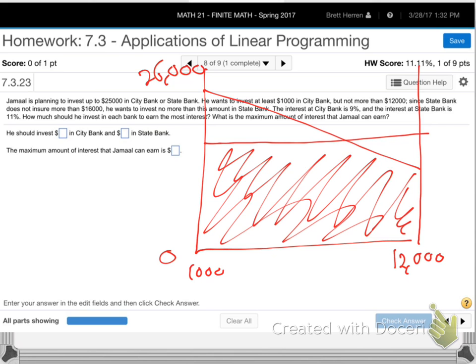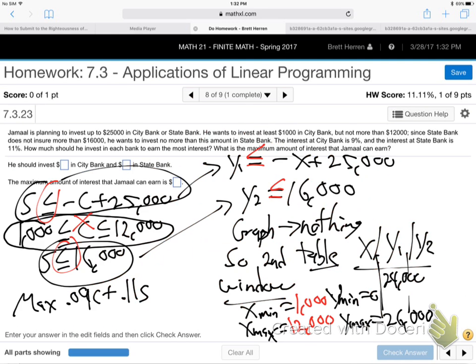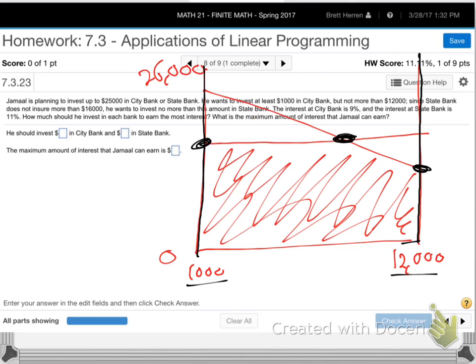Okay? So what are the corners of that shaded region? Here, here, and here. Those are the three corners. Because this is a wall. This is one of the walls at X equals 12,000, and this is a wall at X equals 1,000. Everybody see why that is? Because of this requirement right here about X. It's between 1,000 and 12,000. This is C down here, and this is S up here.